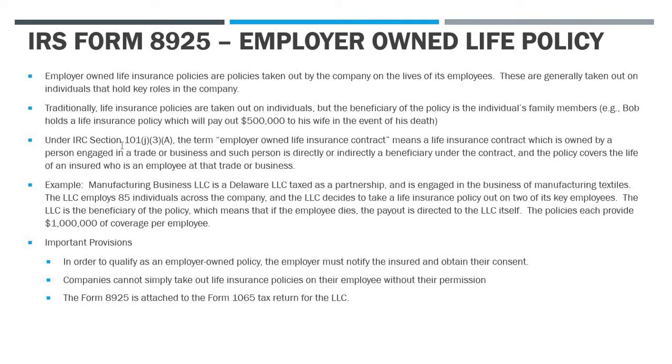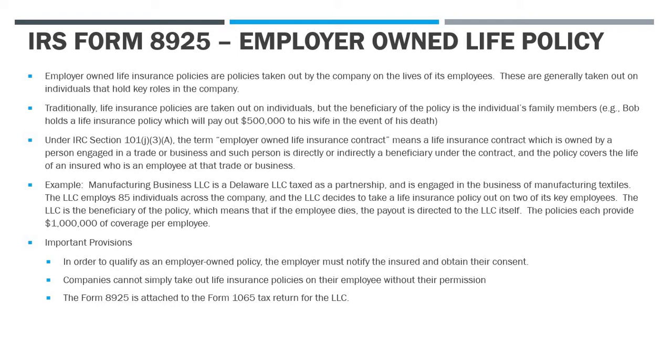So the relevant code section here, IRC 101(j)(3)(A), employer-owned life insurance contract, means a life insurance contract which is owned by a person engaged in a trade or business, and such person is directly or indirectly a beneficiary, right? And the policy covers the life of an insured who is an employee at that business.